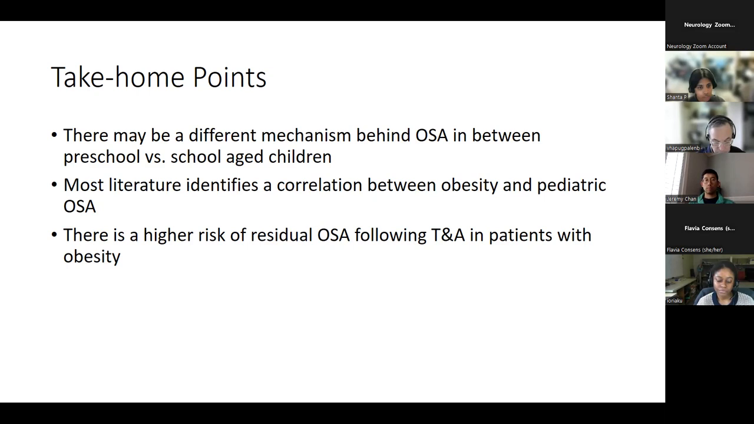And then again, most literature does correlate obesity with pediatric OSA. By and large, I looked at probably 5 studies, and for the most part, they did find that correlation. And there's a higher risk of residual OSA following T&A in patients who have obesity.